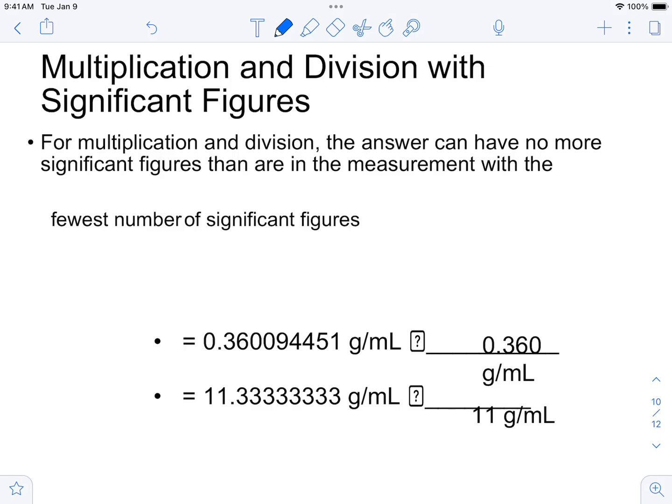Multiplication and division, easier, I think. You're just looking at total sig figs now. You don't care about to the right of the decimal point or to the left of the decimal point or any of that. You're just looking at total sig figs.